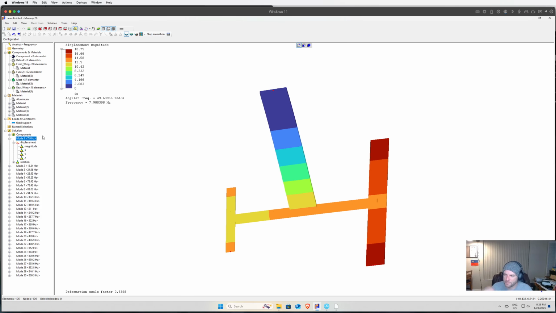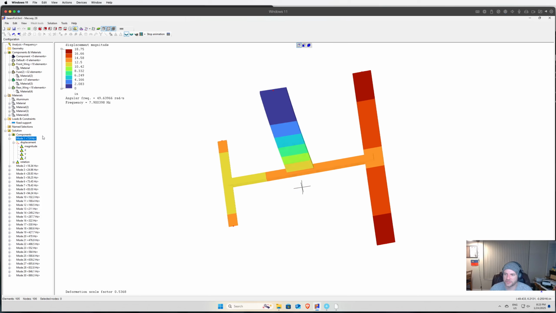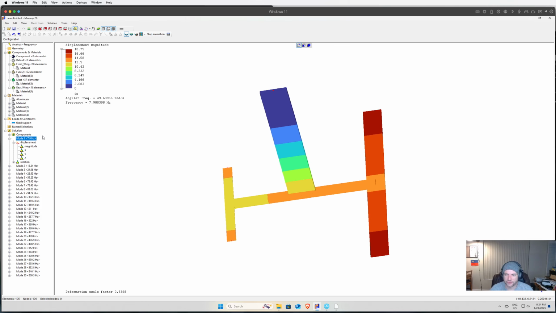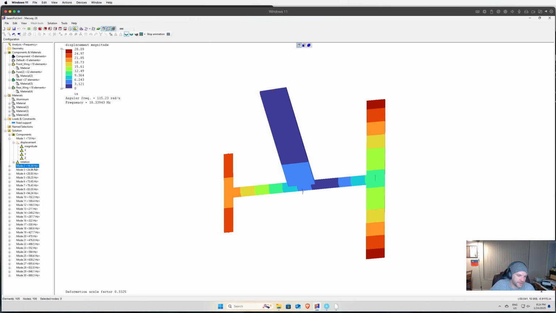You can bend it by hand. I mean, you can feel it flex. So that stiffness there is very important. And the next one is that torsional mode.